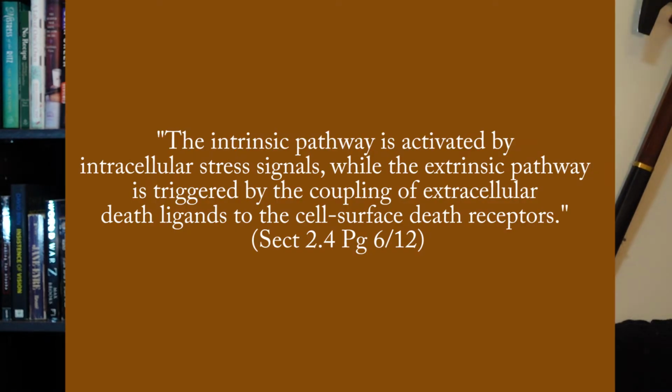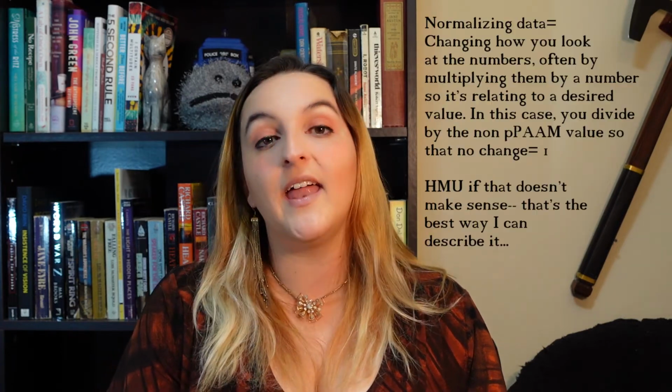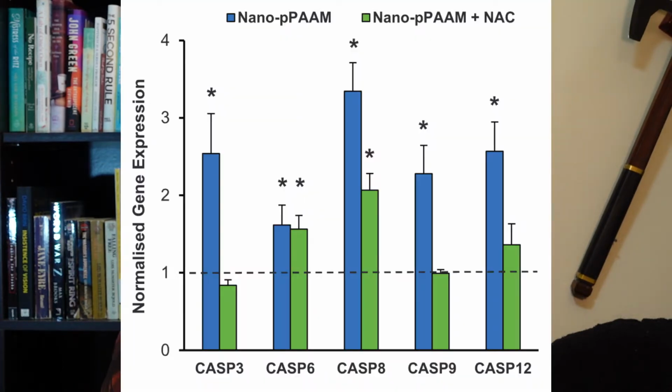You got two possible pathways, intrinsic and extrinsic. The intrinsic pathway is activated by intracellular stress signals, while the extrinsic pathway is triggered by the coupling of extracellular death ligands to the cell surface death receptors. So they look at how much expression there is, and then they normalize it, which just means that they divide it by the amount that a normal cell had. This way, 1 just means the same as the control. CASP3, which is involved in both pathways, was about 2.5 times higher than normal.